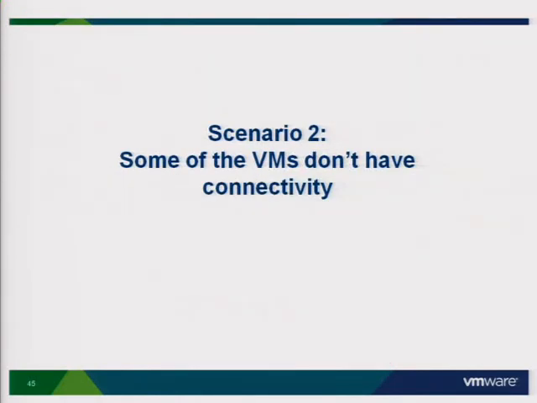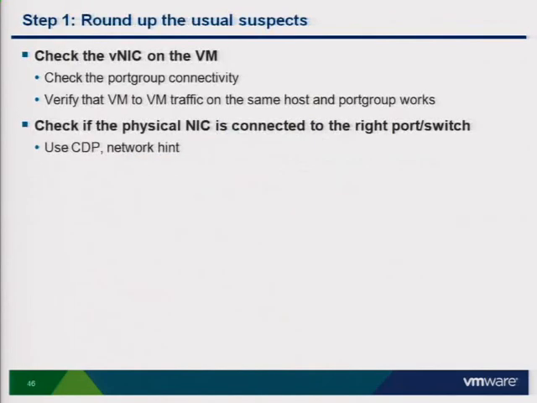Okay, so that was about troubleshooting if no VMs have networking. The second scenario we'd like to dive into is some of my VMs have networking and some don't. What do I do then? The first step is to pretty much do what you did in scenario 1, which is to round up the usual suspects. Check the vNic on the VM and make sure it's connected to the right ports and the right switch, and your VLAN is configured fine.